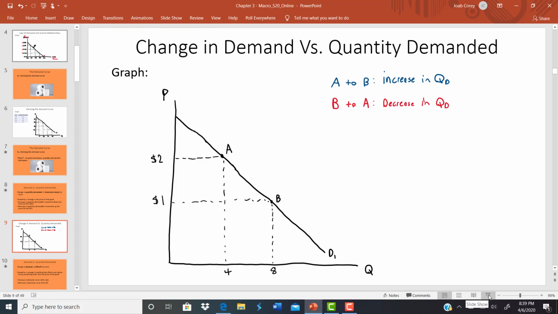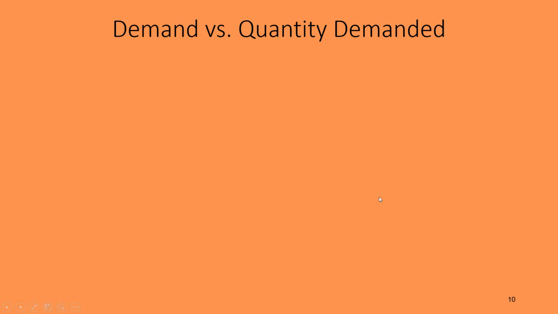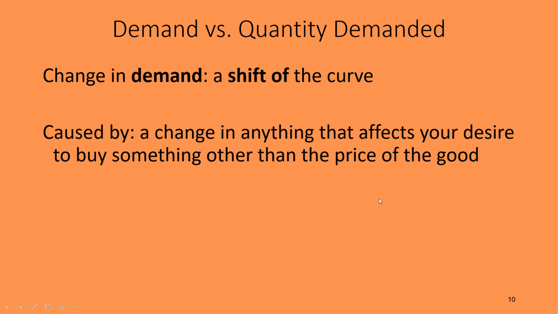I beg you, please do not confuse this with a change in demand. And a change in demand is a shift of the curve. So it's the entire demand curve picking up and shifting either to the right or to the left. And this is caused by a change in anything that affects your desire to buy something other than the current price of the good. So anything that happens that causes you to want something more or less at the same prices, meaning that the price of the good itself hasn't changed, well, that's something that will actually shift the demand curve rather than cause you to move to a different point on the very same demand curve.